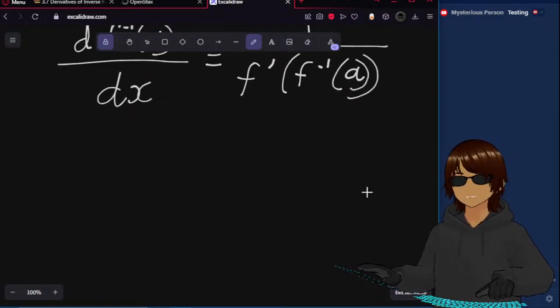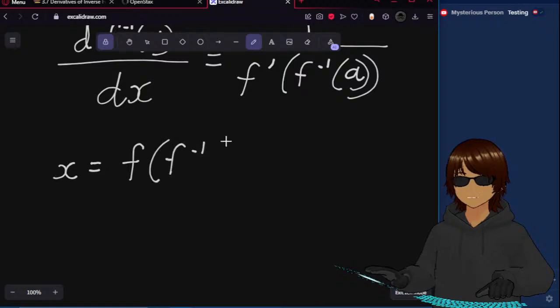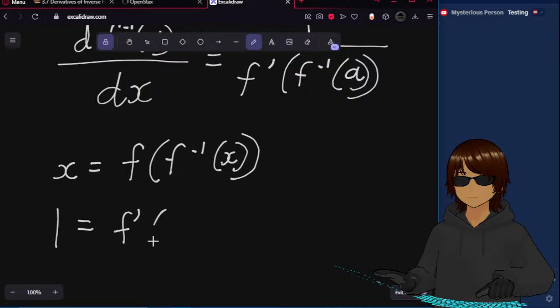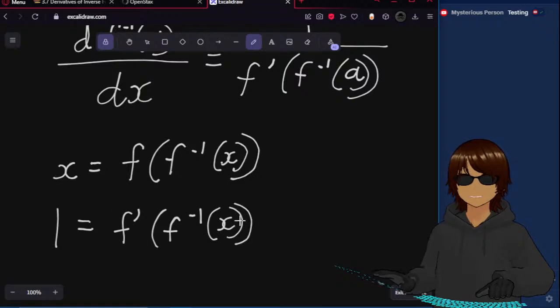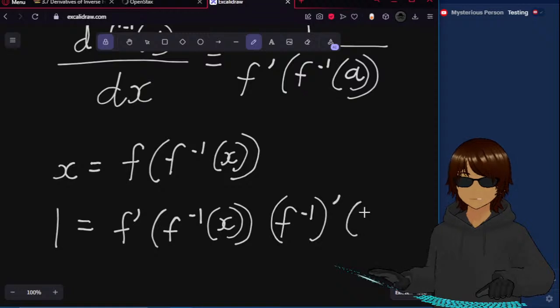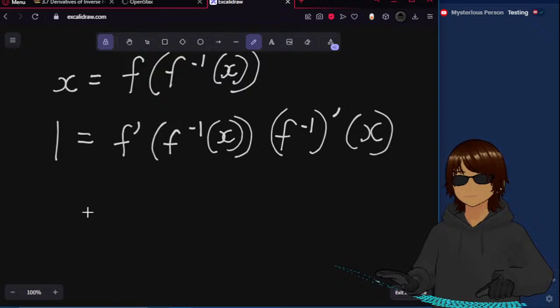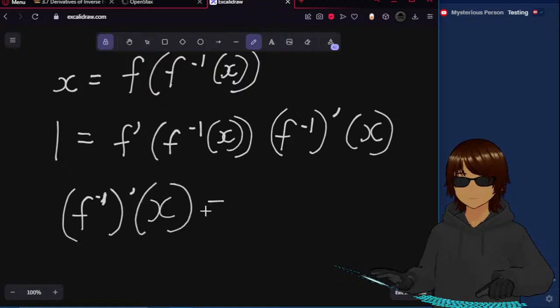I think I read there's another way to derive this. Since x is this, then take the derivative of x with both sides, then you get this. Using the chain rule, derivative of the outside times the derivative of the inside. And then I guess you can make this the subject. That's how you derive.